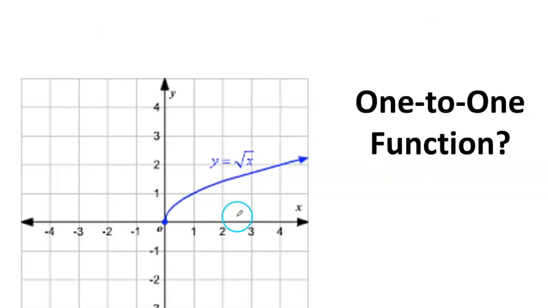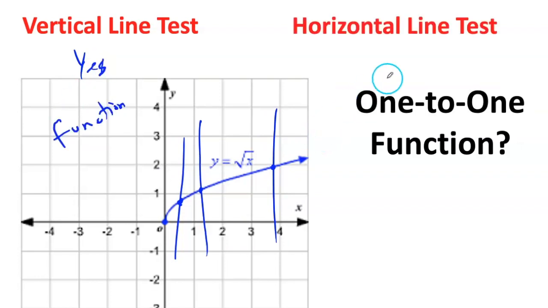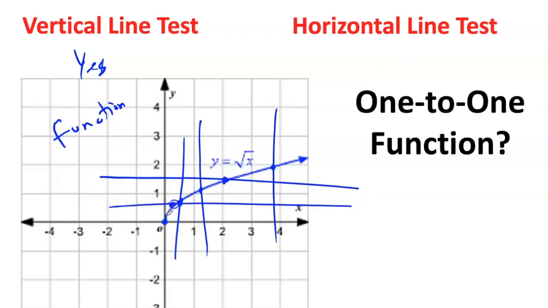What about this one? Is this a one-to-one function? Vertical line test. Okay. So yes, it's a function. Let's check if it passes the horizontal line test. It does. It's only touching one point. So yes, because it's passing the vertical line test and the horizontal line test, that means this is a one-to-one function.